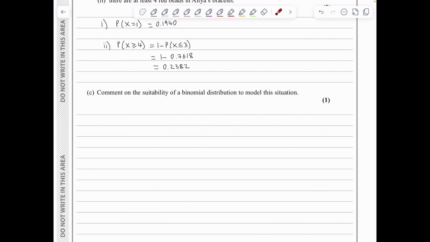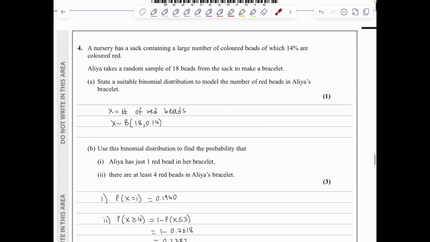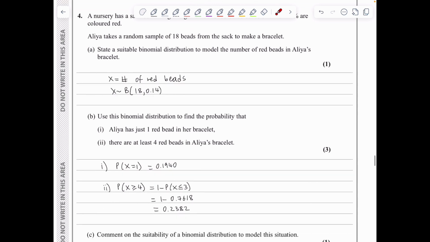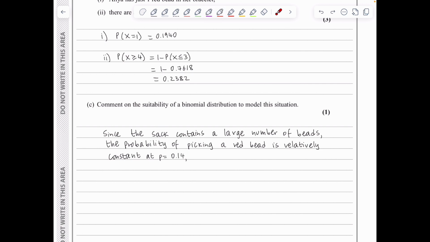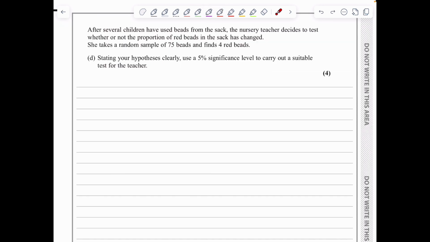In part C, we need to comment on the suitability of a binomial distribution to model this situation. Now, we were told in the question that the sack contains a large number of colored beads. This is crucial here because we can say that since the sack contains a large number of beads, the probability of picking a red is relatively constant at p 0.14. So as we remove beads, the probability of choosing a red one does not change significantly, and hence the binomial distribution is suitable.